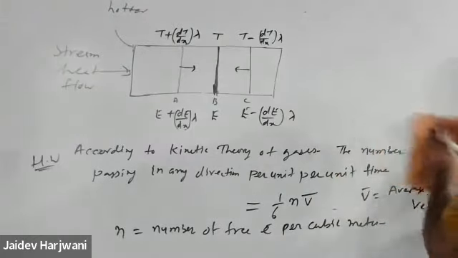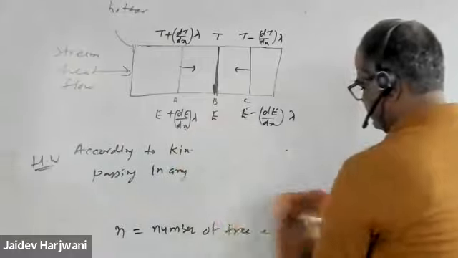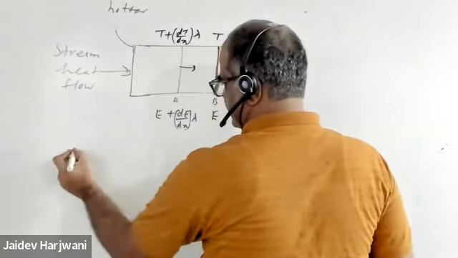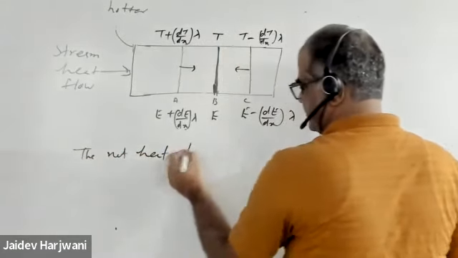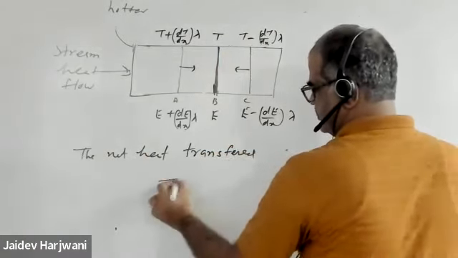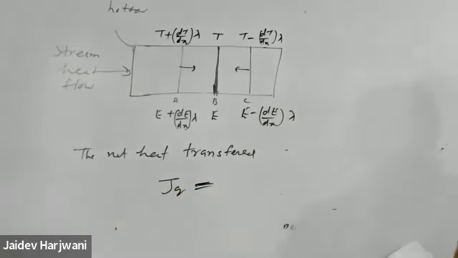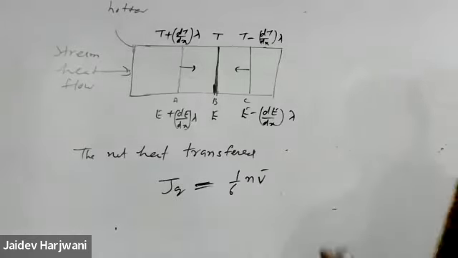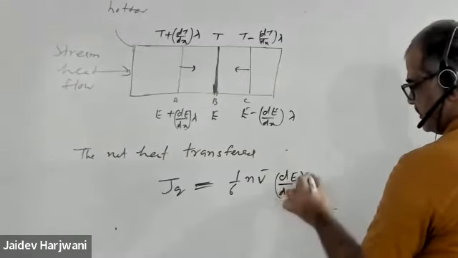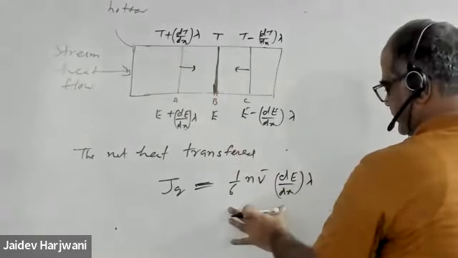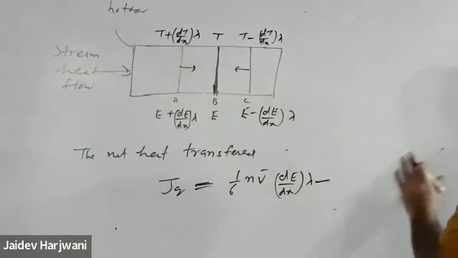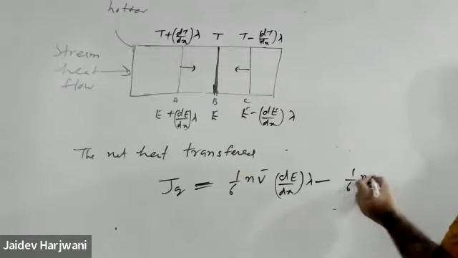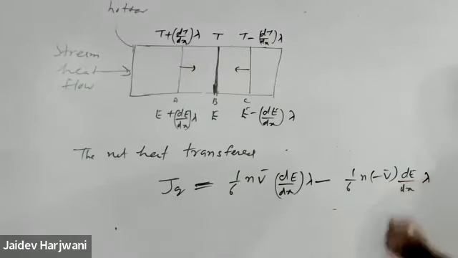If I want to write the expression for thermal current, J net, the net heat transferred, JQ, so JQ will be what? You have this 1/6 nV, and then you have this dE/dx. These electrons are giving extra energy, and then minus the colder electrons, which have energy 1/6 n V times delta E upon delta X lambda.